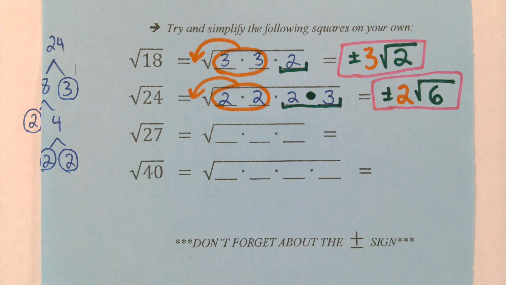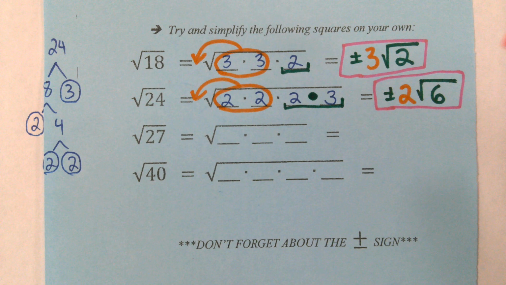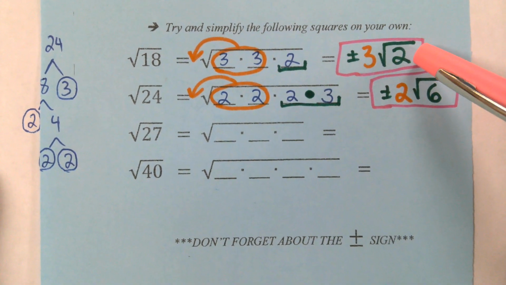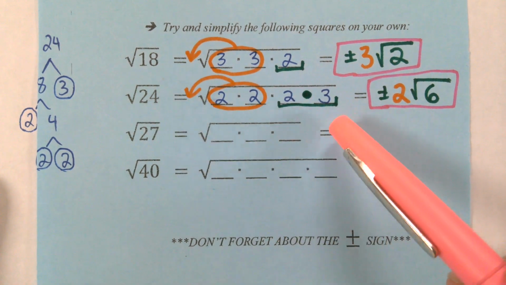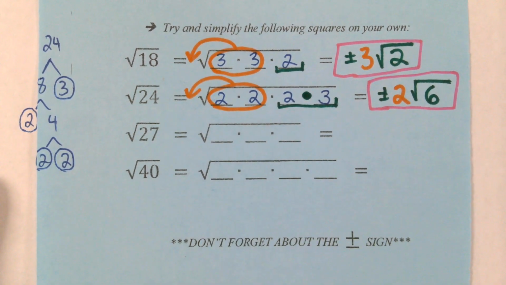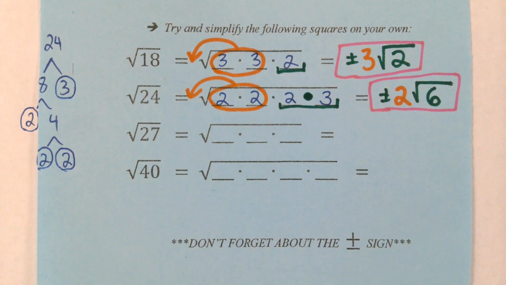Whatever's left over on the inside, if it's just one number, like in our first example, that one number stays on the inside. But if there's multiple factors that don't get pulled out, we've got to multiply them together to get whatever number we're going to keep on the inside. Does that make a little bit of sense to anyone? Okay, cool.